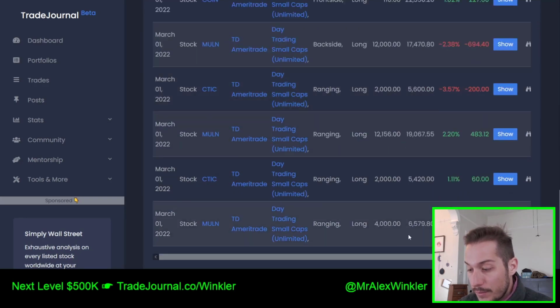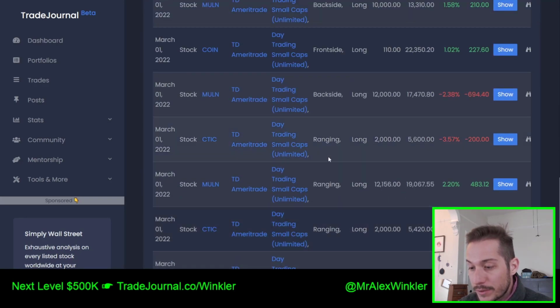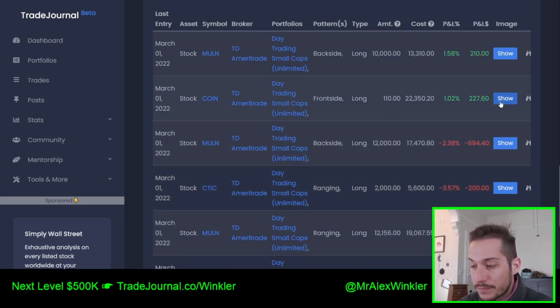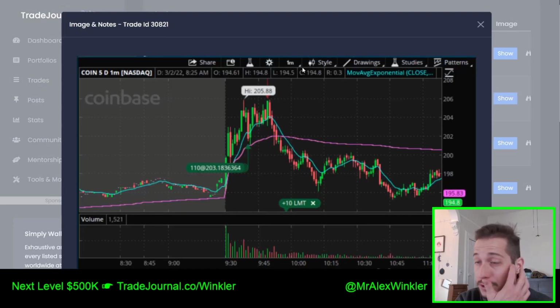So Tuesday, we had several trades, but look at this: ranging, backside. I'm just losing money, I'm scratching around, and eventually I trade a good front side and I make $227. So let's actually look at this. This is Coinbase. Usually I'm not trading large caps, so this is kind of an interesting, unique setup here, but it's worth, I think, discussing.